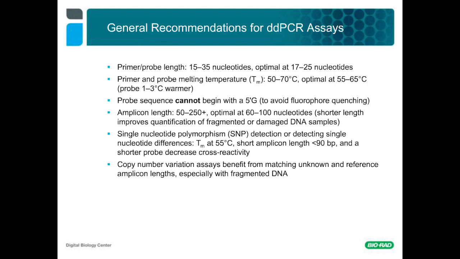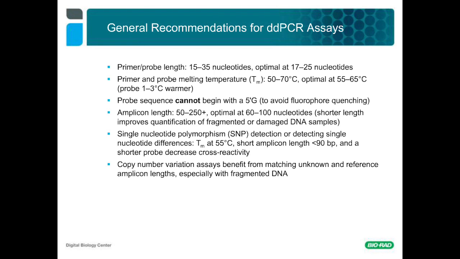General recommendations for ddPCR assay designs are as follows. Primer probe length can range from 15 to 35 nucleotides and is optimal at 17 to 25 nucleotides. Primer and probe melting temperature can range from 50 to 70 degrees and is optimal at 55 to 65 degrees with a 1 to 3 degree warmer probe. Importantly, the probe sequence cannot begin with a 5' G. This will result in fluorophore quenching. Amplicon length can be between 50 and 250 plus nucleotides and is optimal at 60 to 100 nucleotides.